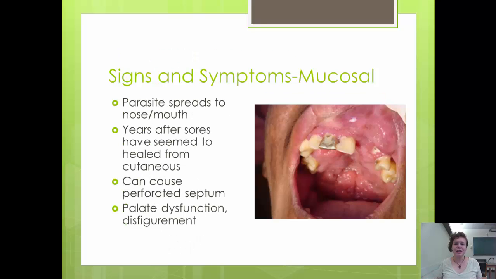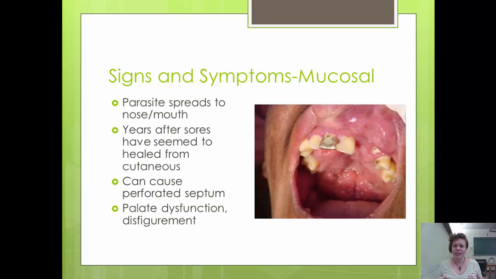So next is the mucosal form, which is actually caused by the spread of the protists from the cutaneous form to the mucous membranes of the nose and mouth. Generally, you'll see this manifest itself years after being infected by the cutaneous protist and after those lesions have gone away and healed. So it's really after you think that you're completely clean from the disease, it shows up again.